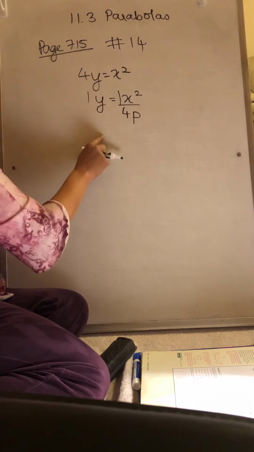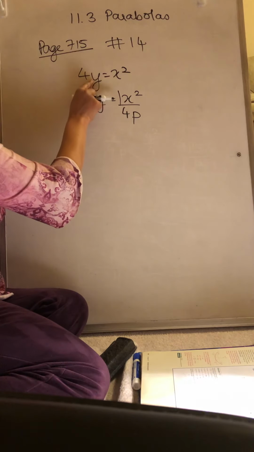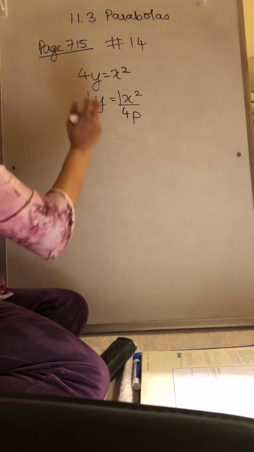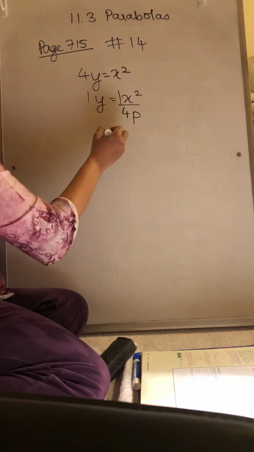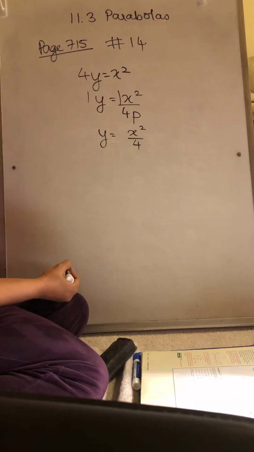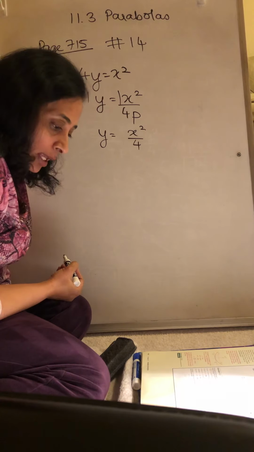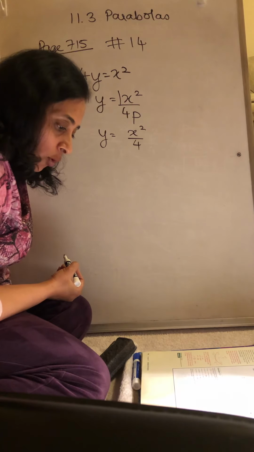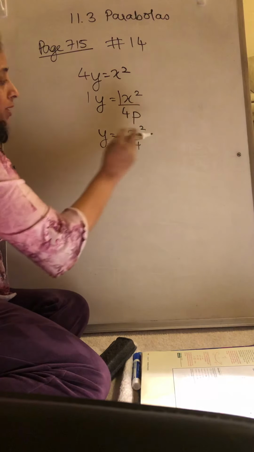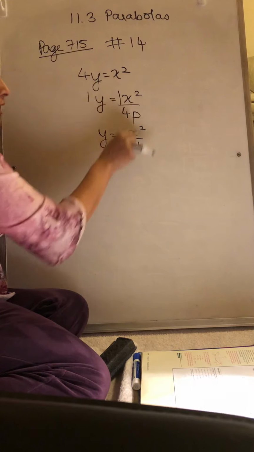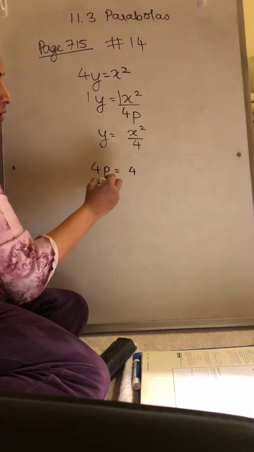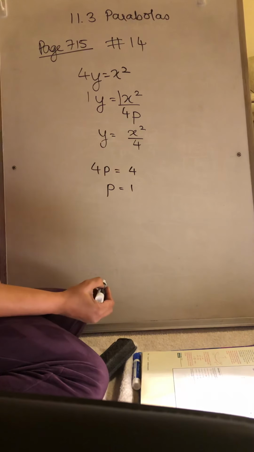So how will I convert this to look like this? I want the y with 1, I don't want it with 4. So I divide this by 4, and I get y equals x square over 4. So in this case, everything is the same, which means 4p should equal 4. So p equals 1.